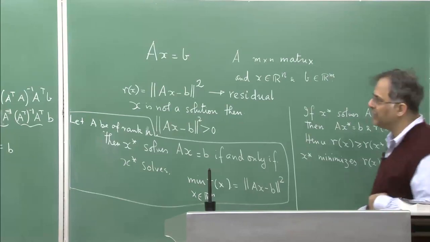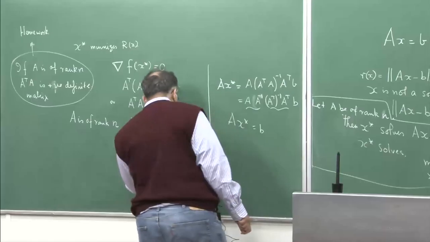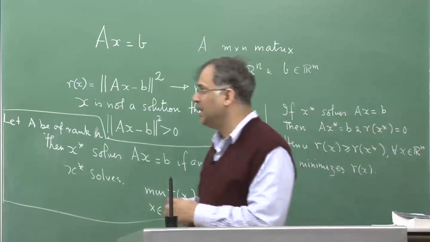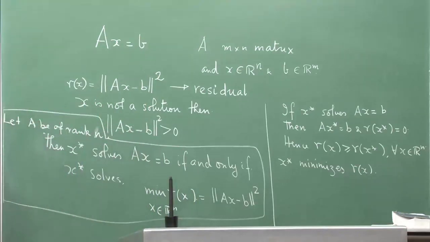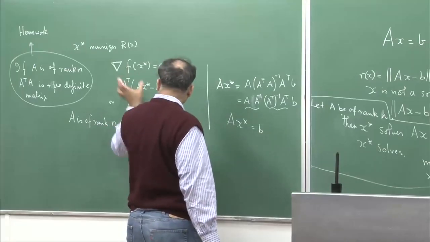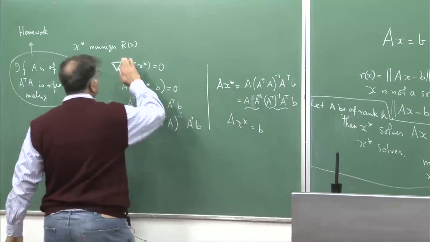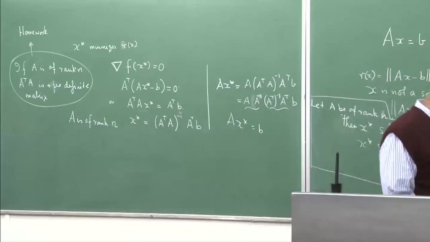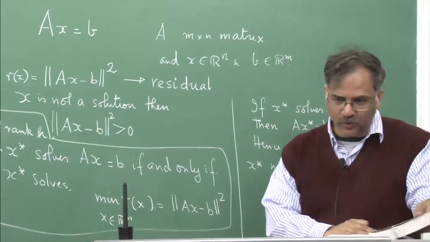Basically, if I want to solve this problem, I will first find a point like this. Then if A is of rank n and I am trying to minimize this problem, if I find a critical point of this problem, the critical point of Rx, sorry, I wrote it should be Rx, is of this form. And we want to show that this critical point is actually a minimum. That is very, very important to show.